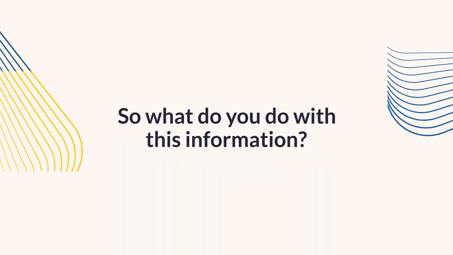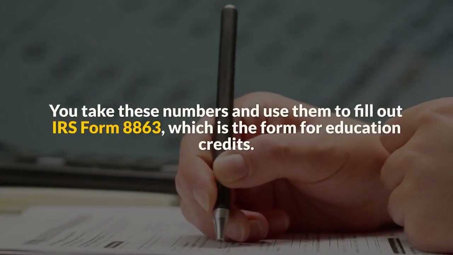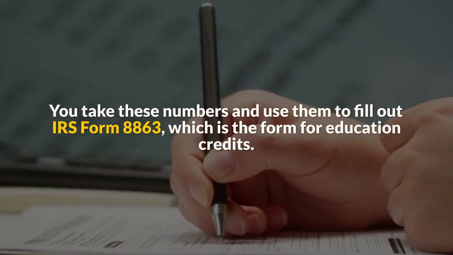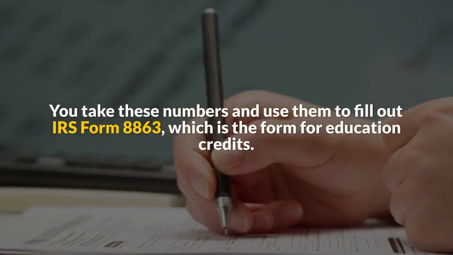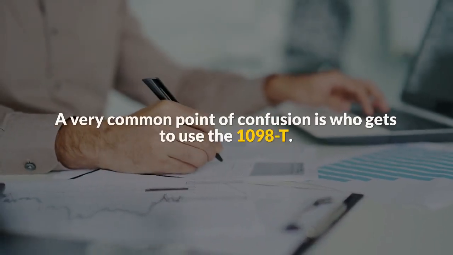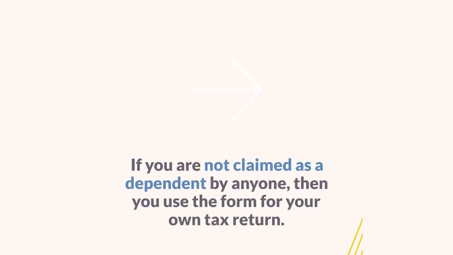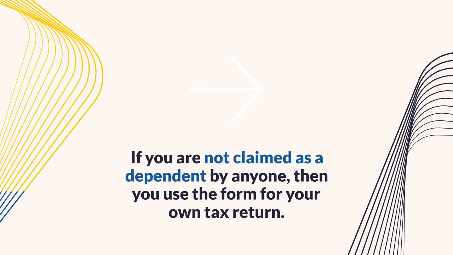So what do you do with this information? You take these numbers and use them to fill out IRS Form 8863, which is the form for education credits. A very common point of confusion is who gets to use the 1098-T. If your parents claim you as a dependent on their tax return, then they are the ones who use the information from your 1098-T to claim the education credit on their tax return, even though your name is on the form. If you are not claimed as a dependent by anyone, then you use the form for your own tax return.